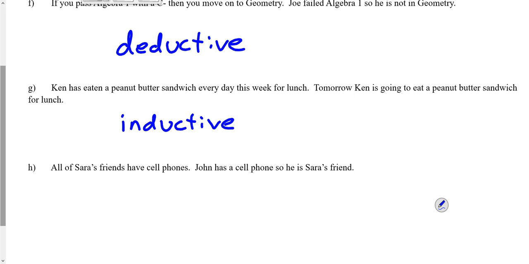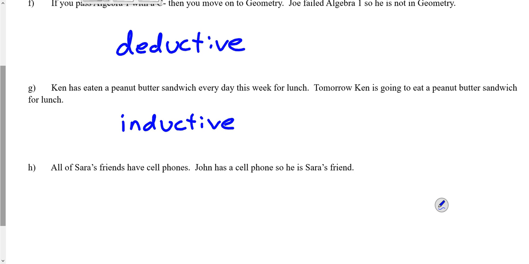All right, this one starts off sounding a lot like letter A, like Heidi likes all vegetables. Peas are vegetables, so therefore Heidi likes peas. It sounds a lot like that. But if we look carefully at what is said, we can see that there's a skip in our logic here, a jump in our logic. It doesn't quite make sense.